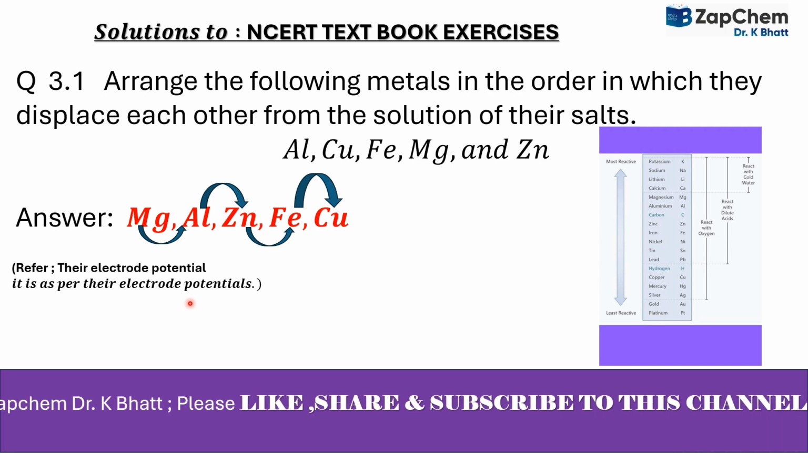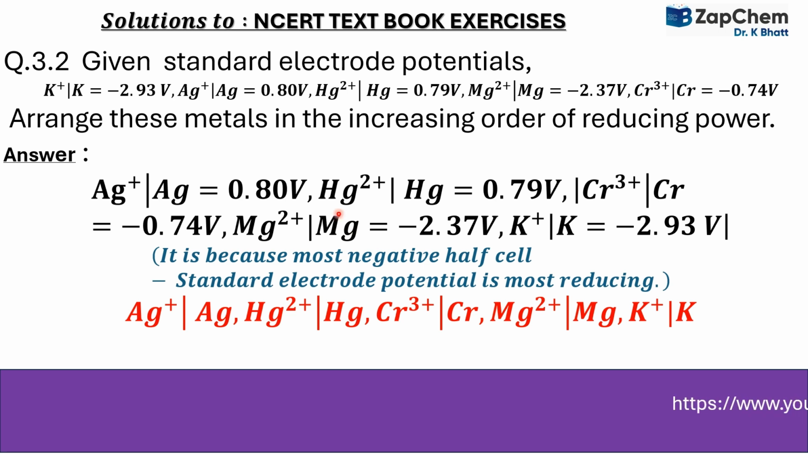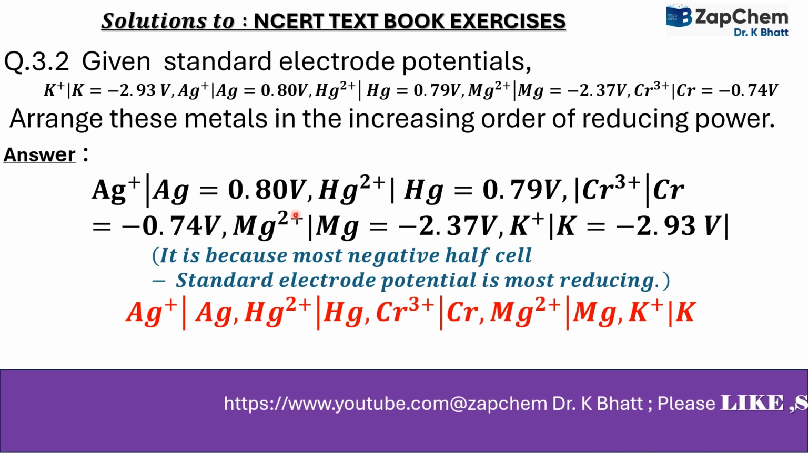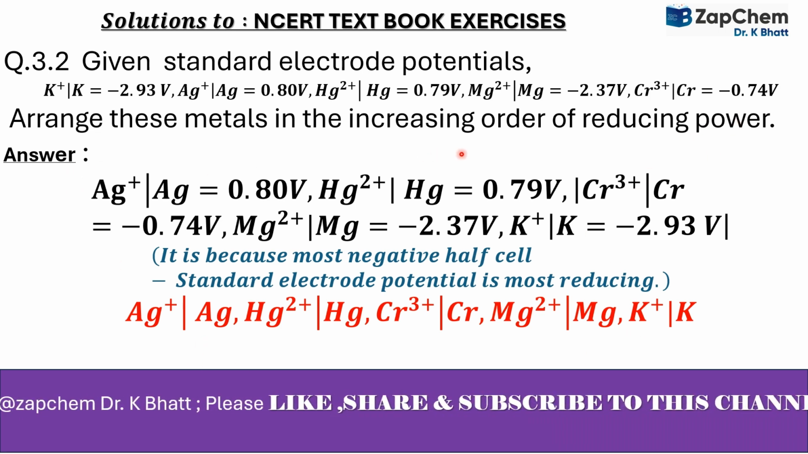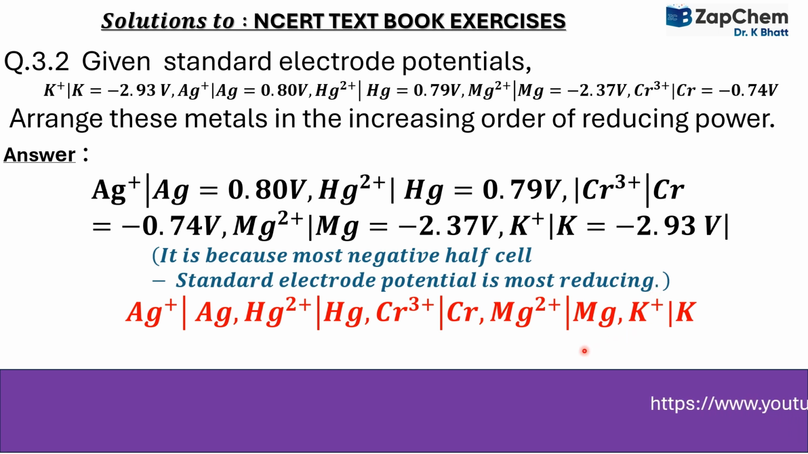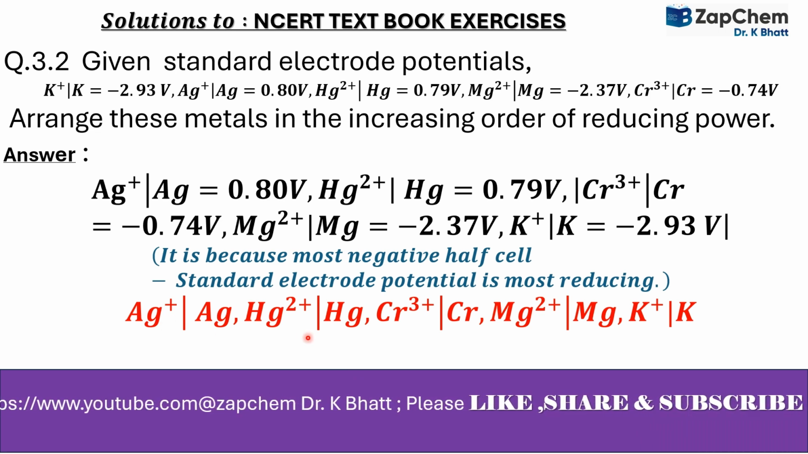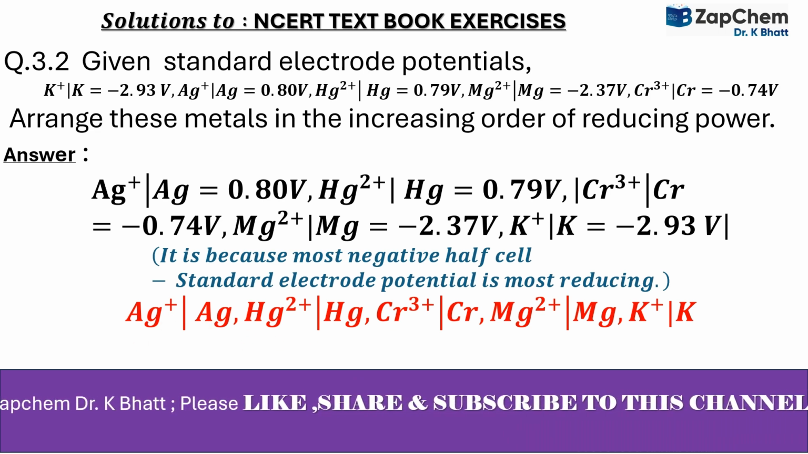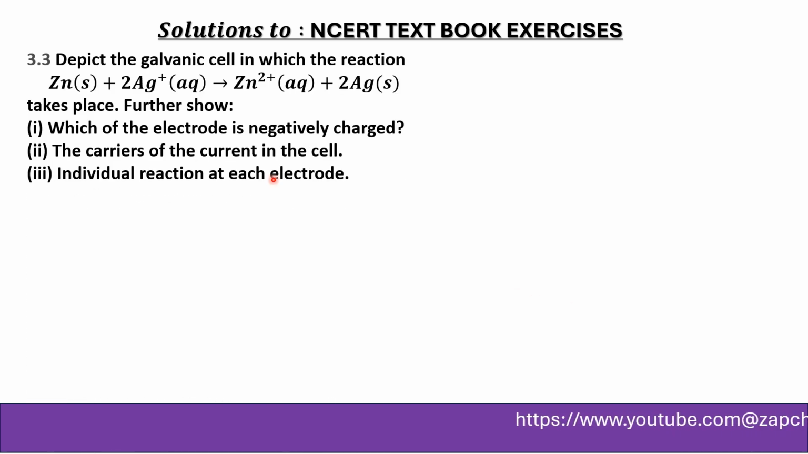different related half cells. Next question, or a similar question, is 3.2. Standard electrode potentials are given, and we have to arrange these metals in the increasing order of reducing power. Now, the more negative the potential, the greater the reducing power, which we know, and accordingly this is the answer here. Next question relates to depicting the galvanic cell.